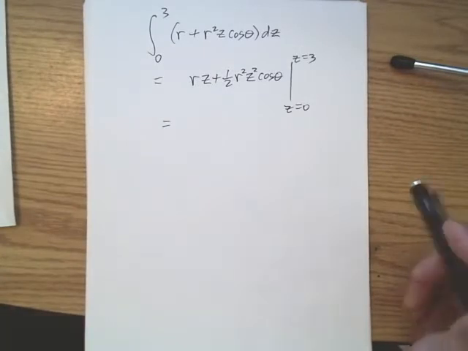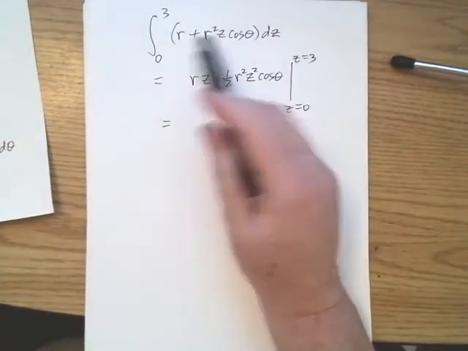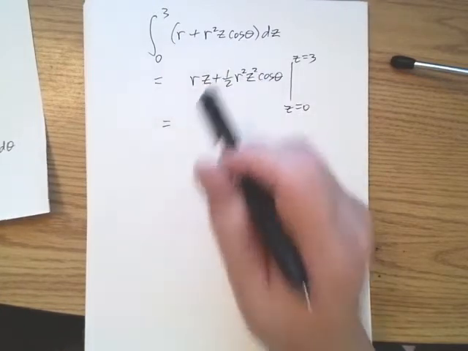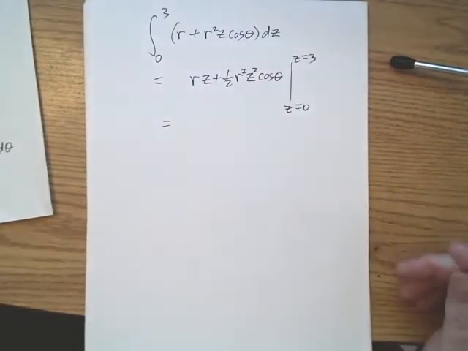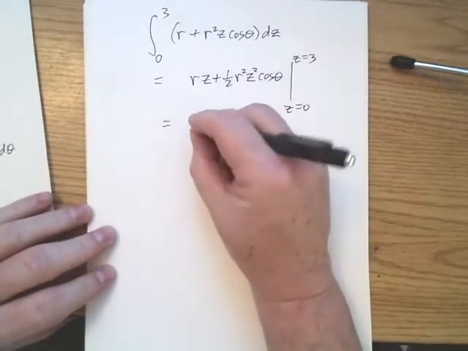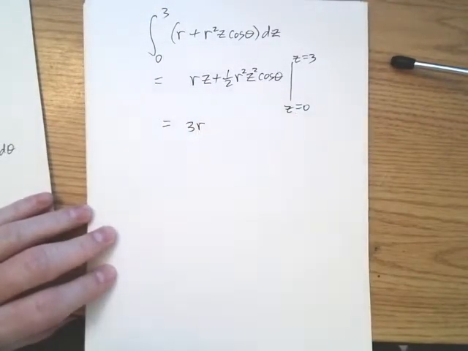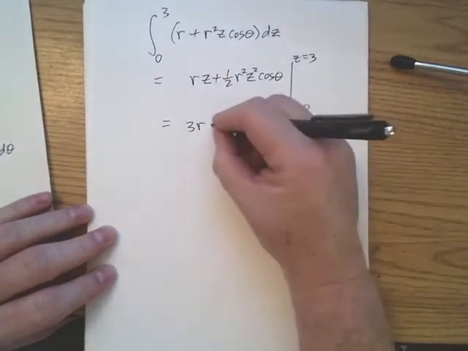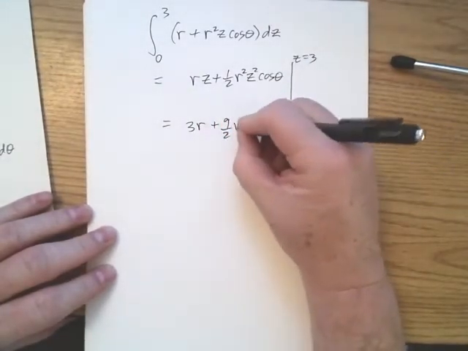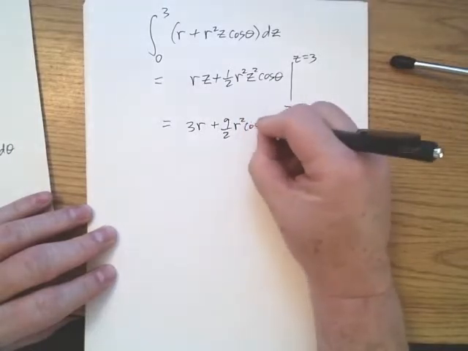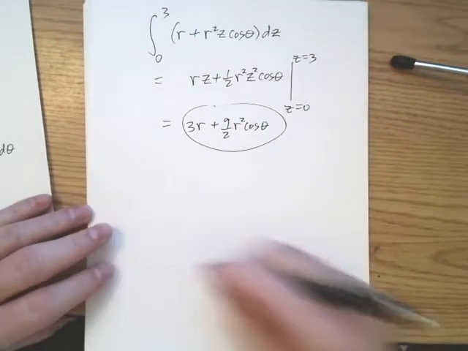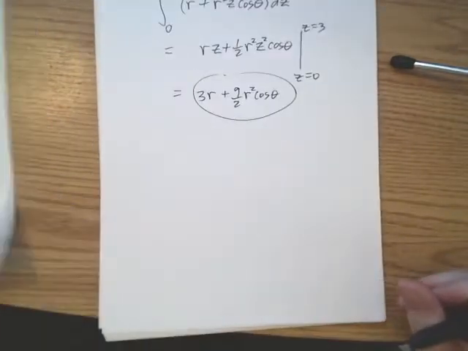By the way, you notice I could have actually broken this into two integrals and taken out the r and the r squared and cosine theta because they're acting like constants. You could do that if you want. I'm not going to bother here. Let's see, z is 3. So I get 3r, and then I get 9 halves r squared cosine theta. When I evaluate at 0, I get 0, so that's the result we get for the innermost integral.